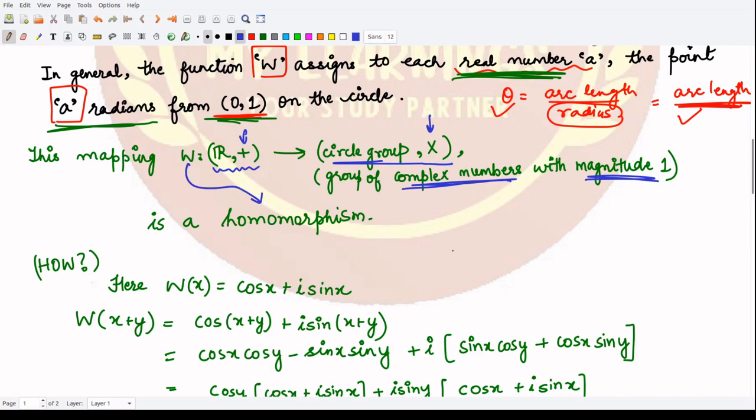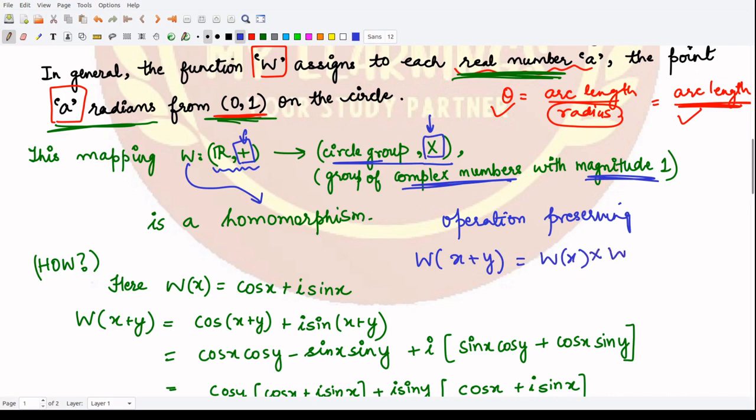Let's see how. Does it follow the operation preserving property? Let's verify that. In order to verify that, we wanted to check W of, if we take 2 elements x and y, here the group operation is plus. So when you perform W of x plus y, it should give us W of x, here the group operation is multiplication, so W of x into W of y, right? This is what we wanted to check. Let's take the left hand side first.